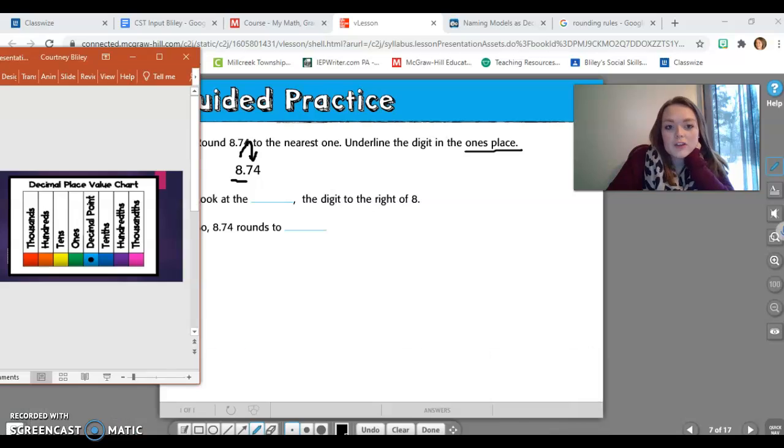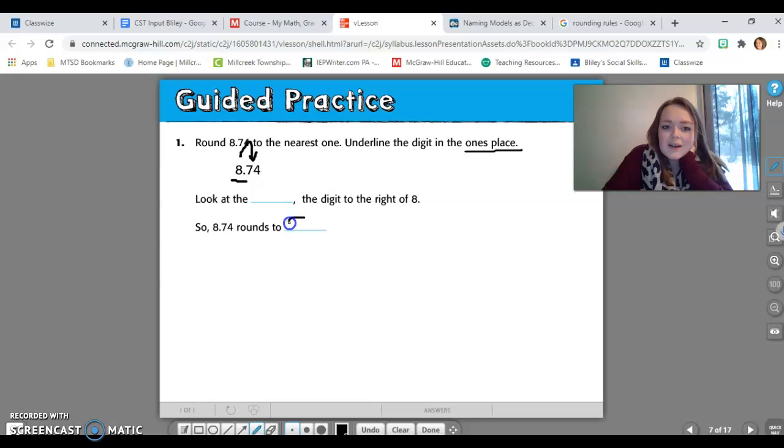Mrs. Wiley keeps losing that chart. Okay, so we are rounding up. We're going to bump it up because it's a 7. So is it closer to 8 or 9? If we're bumping it up, it's going to be 9. So 8 decimal 74 hundredths rounds to the nearest 1 place value to 9.